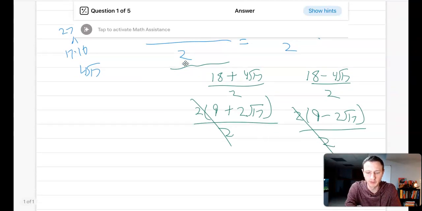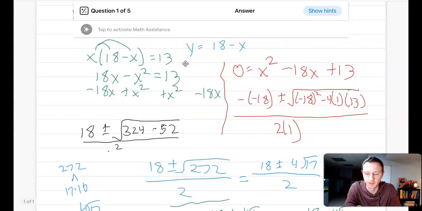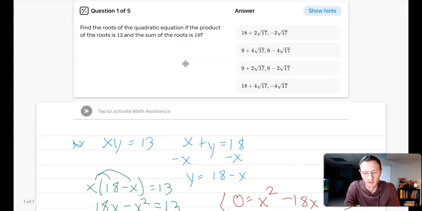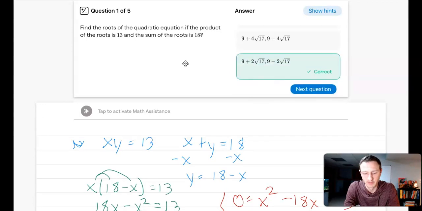So we get 9 plus 2 root 17, 9 minus 2 root 17. There it is, right there. Correct. Okay. Well, that was all 6 that I wanted to do.